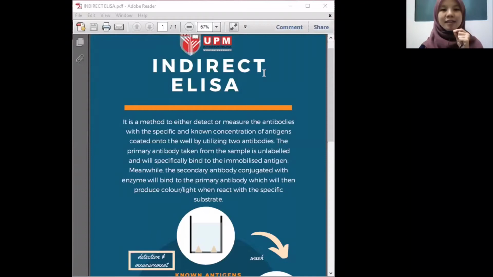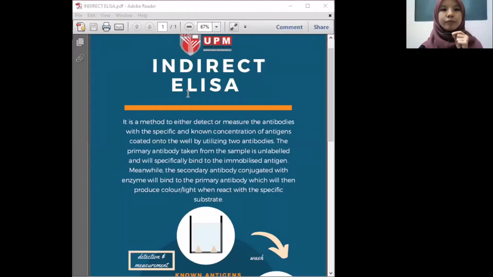First, what is ELISA? ELISA stands for Enzyme-Linked Immunosorbent Assay. So from the name itself, we can know that it is an immunoassay test with the usage of enzyme. ELISA has several types such as direct ELISA, indirect ELISA, competitive ELISA, sandwich ELISA. But now I will talk about indirect ELISA.